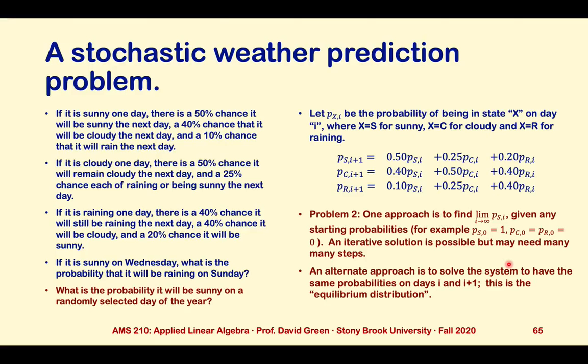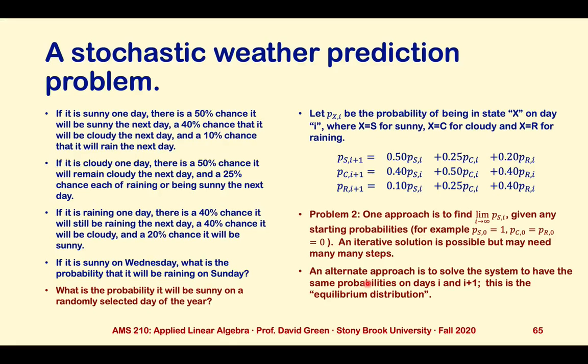That suggests one approach of finding this answer, which is to, in some sense, find the limit as i goes to infinity of the probability of being sunny, starting really almost anywhere. We could start at being sunny on a given day, as we did for the first problem, and then try an iterative solution and ask, if we keep trying and trying, will we find the answer doesn't change anymore? And that might be one way to get to the solution.